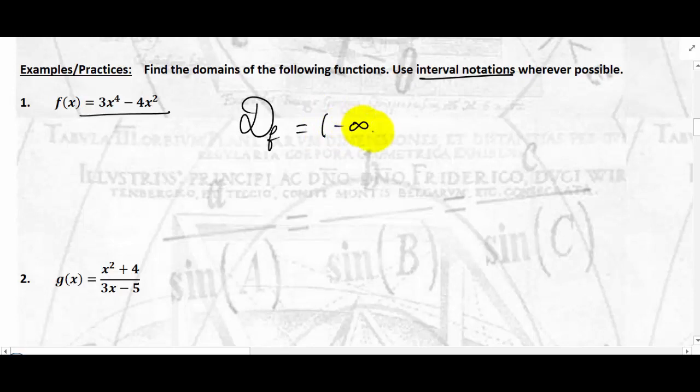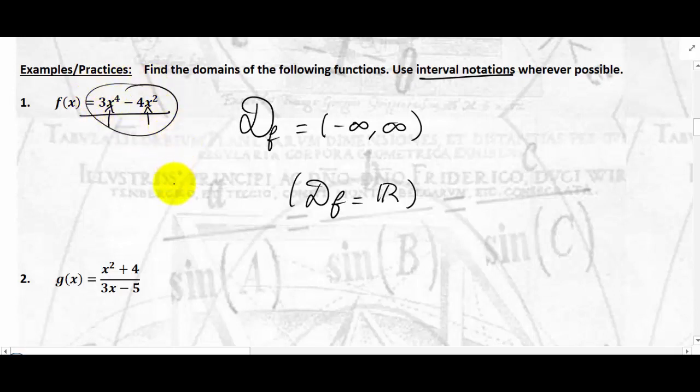So interval notation would be this, and set notation would be this. All real numbers means that whatever happens to x, it won't be a problem. You will not have any problem doing whatever you want to do to this x right here. In the end, you're always going to find a real number.